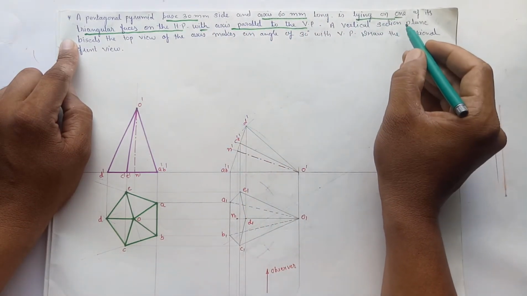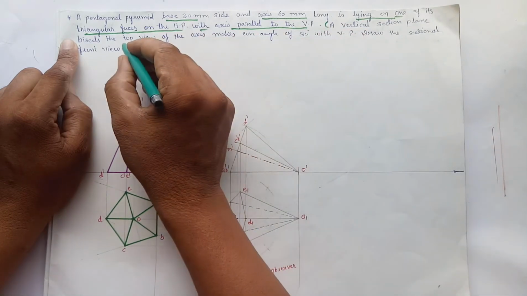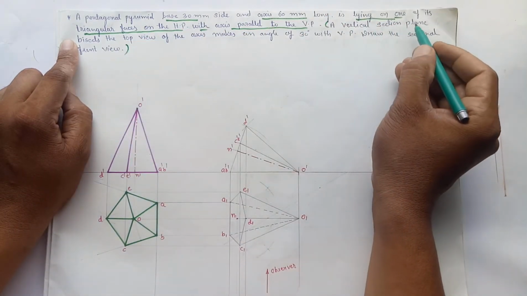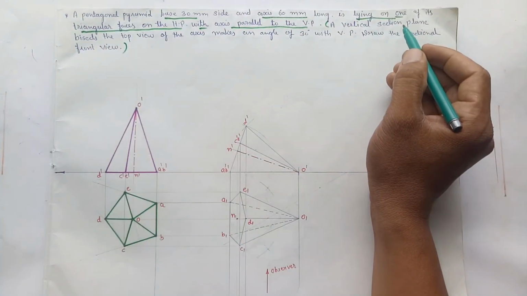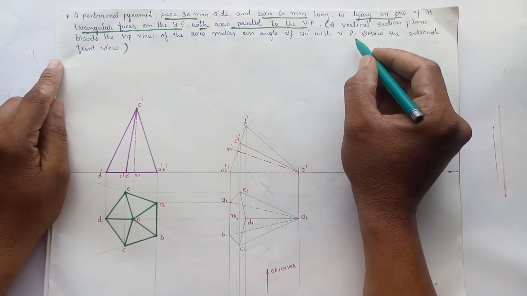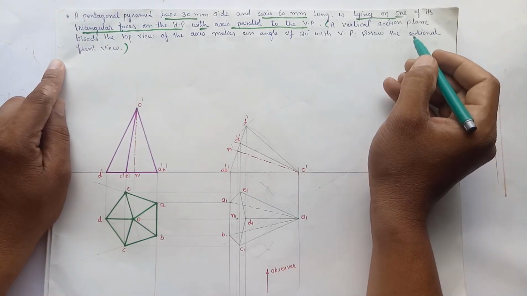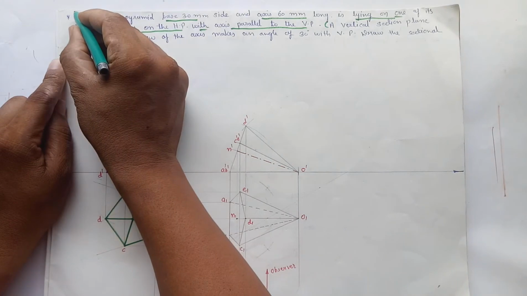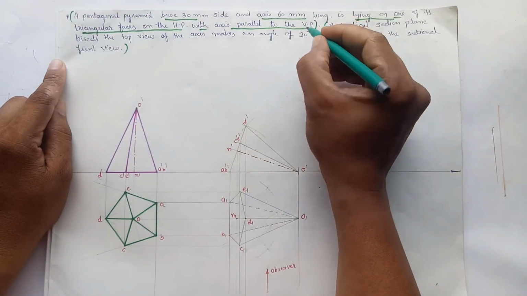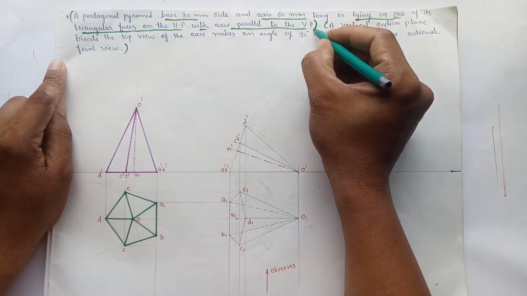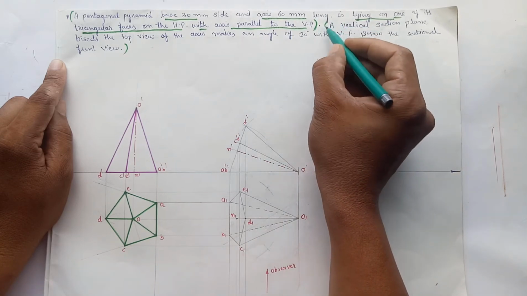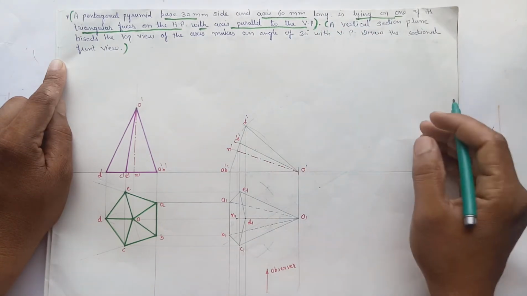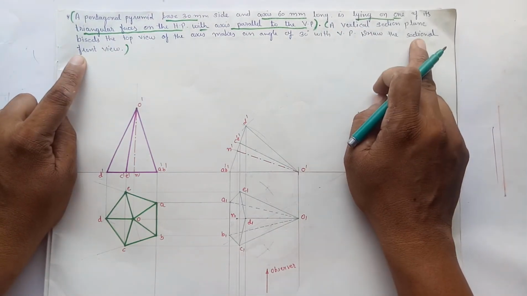A vertical section plane bisects the top view of the axis and makes an angle of 30 degrees with VP. Draw the sectional front view. Now let us first of all draw the projection of the solid up to this point. Then after, we will take the section and we will draw the sectional front view.